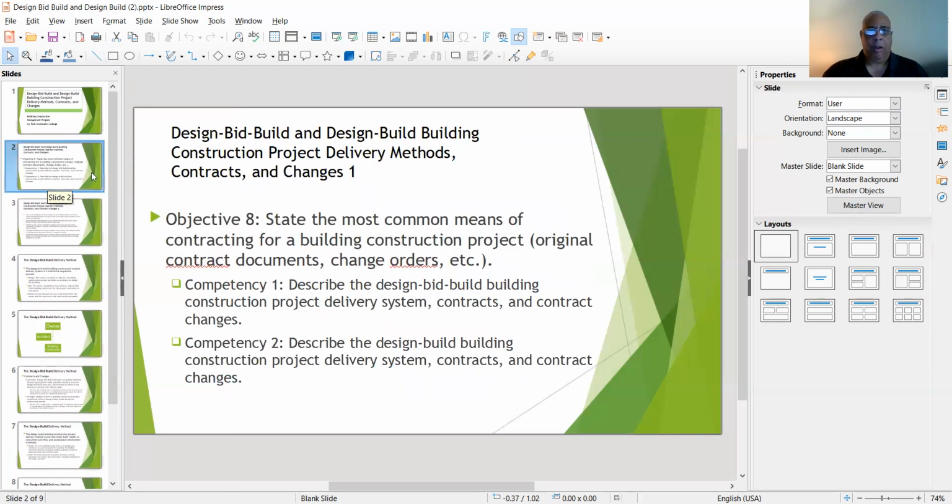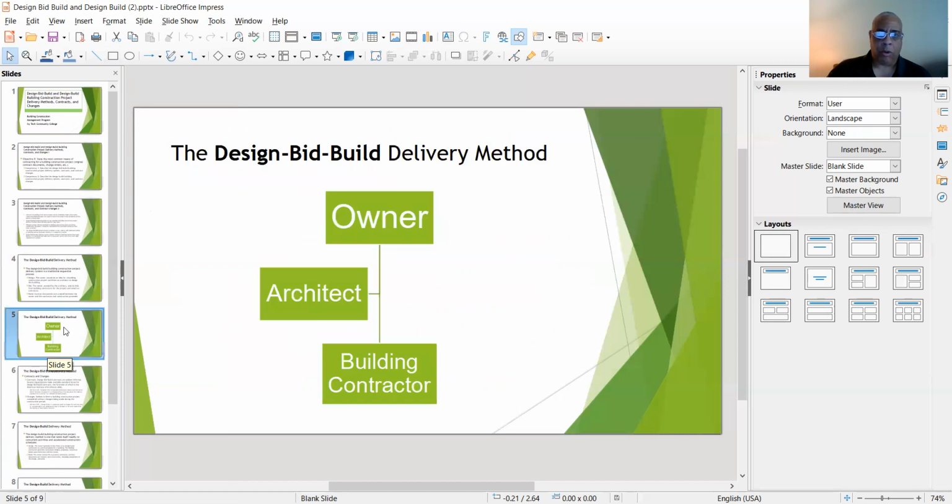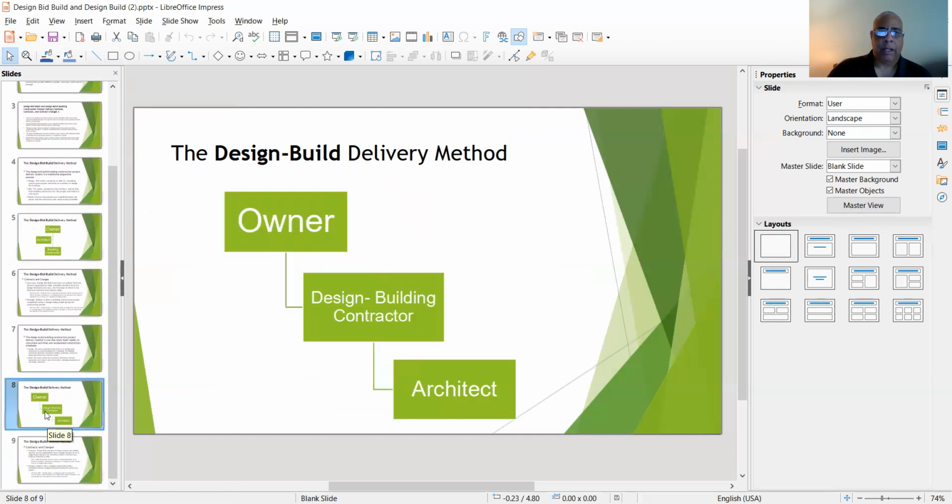Again, when we talk about design bid build, we have the owner, the architect, and the building contractor. When we deal with design build, we have the owner, we have the design building contractor, and we have the architect.